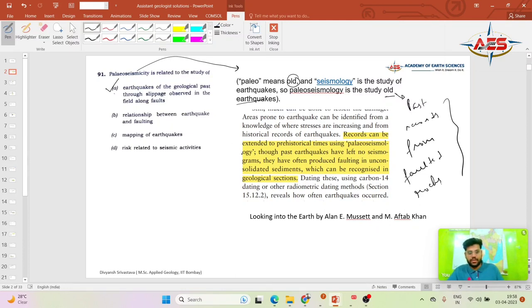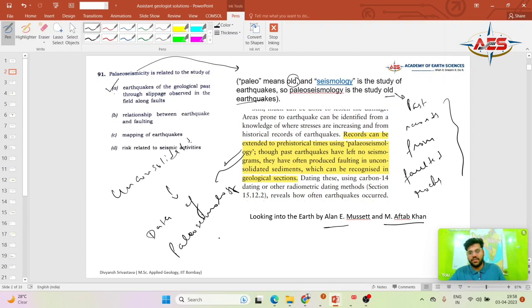I have taken this paragraph from the book by Alan E. Musset and M. Aftab Khan, where you can see records can be extended to prehistoric times using paleoseismology, though past earthquakes have left no seismograms. They have often produced faulting in unconsolidated sediments, which can be recognized in geological sections. So we can get data in unconsolidated sediments too. Apart from this, we can also take data from the records of consolidated rocks which are faulted, as well as from the unconsolidated sediments.